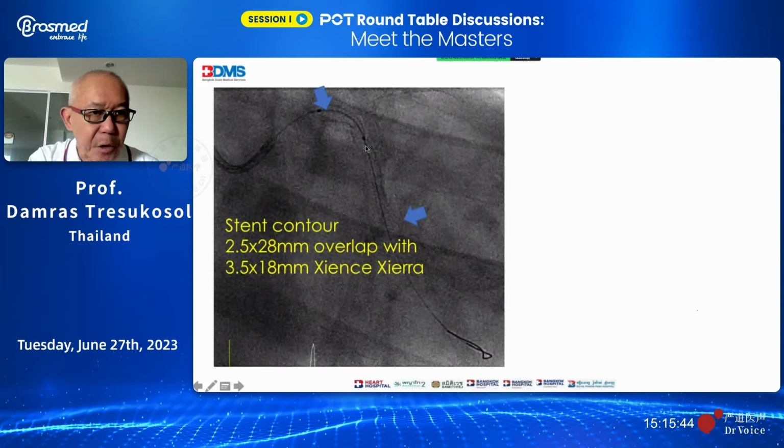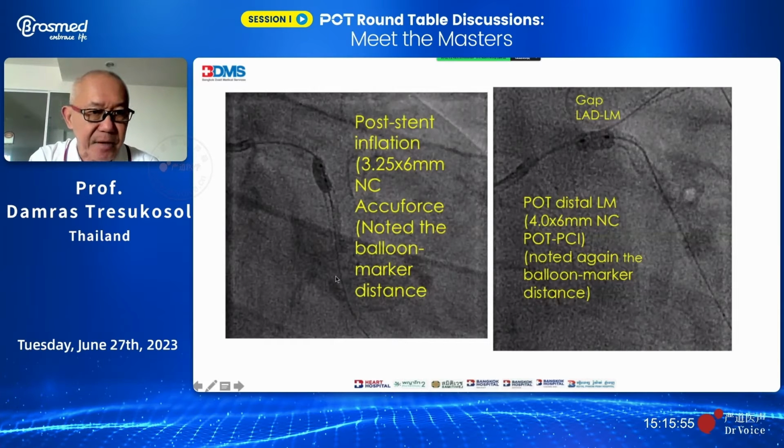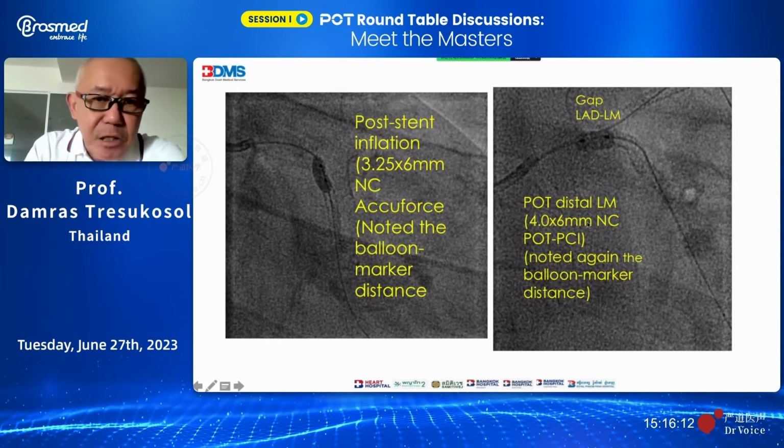So after we deploy the stent from the circumflex to left main, the stent contour is 25 by 28 and 35 by 18 Synergy. And after that, we do post-stent inflation by 3.25 by 6. Note that the balloon to marker distance is very, very long. And then after that, because of the larger left main caliber, we do POT.